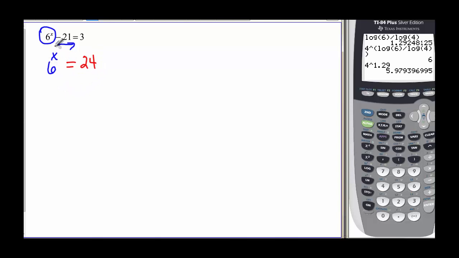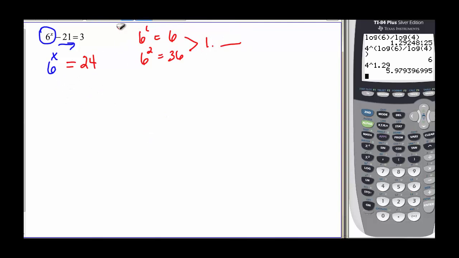Remember, this is an exponent, 6 to the something. Okay? We know that 6 to the first is 6, and we know that 6 squared is 36. So our answer is actually going to be 1 point something, because it's in between. So let's try and see if we really get that kind of an answer. That's how you can intuitively think about it.